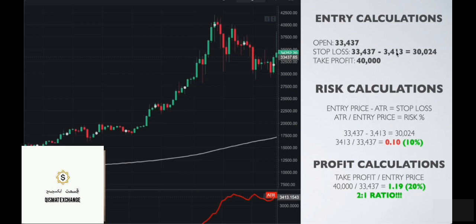So that means your entry is at 33,437, and your stop loss is 3,413 below that price. This is the price of Bitcoin, by the way. So 1 Bitcoin is 33,437. For our stop loss, we use the ATR, 3,413. Why would you place your stop loss using the ATR?